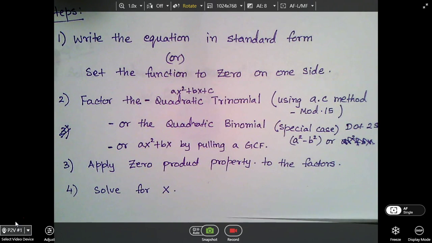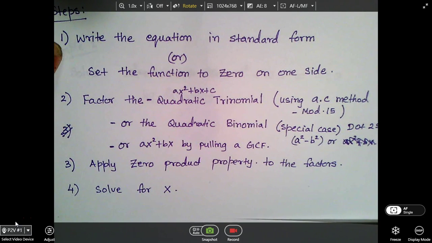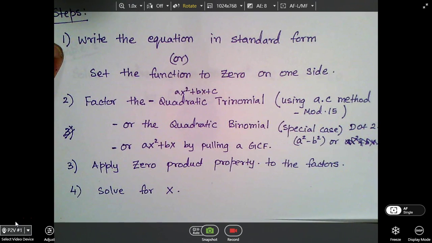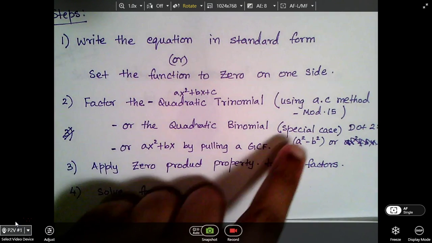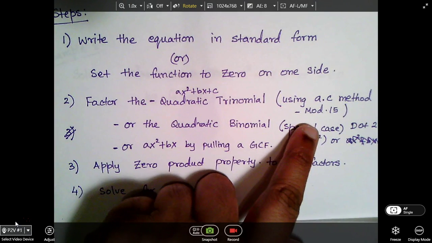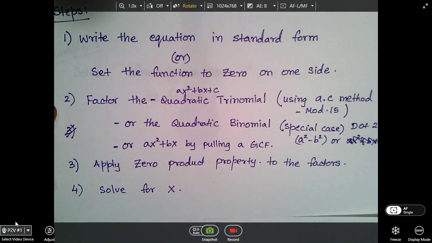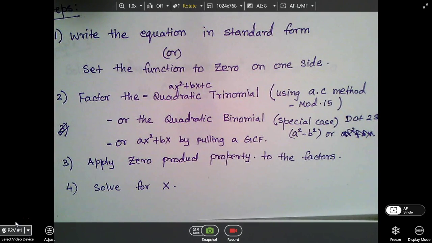These two steps we are familiar with, how to set it to 0. All you're doing is moving things around. I will show you how to do it. And we know how to factor it. If not, you need to go back to module 15 and learn all the factoring methods. After we factor, we're going to apply the zero product property, so we need to know what that is. So let's write this zero product property.